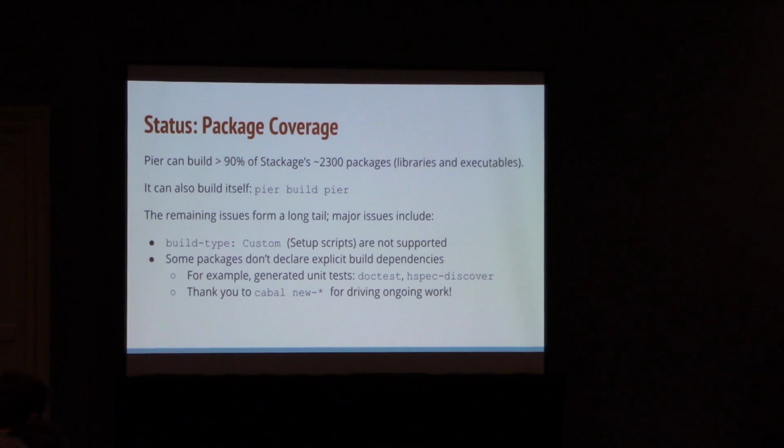Okay, so in terms of status, Pier is still experimental, but it can build most of Stackage already. Namely, of the 2,300 packages or so in it, it can build more than 90% of them. It can also build itself, which is a nice milestone. And the remaining issues form a long tail, but major issues include that custom setup scripts are not supported, because they're so tied to how the Cabal library and Cabal data structures work. I'm going to skip the other one for time.